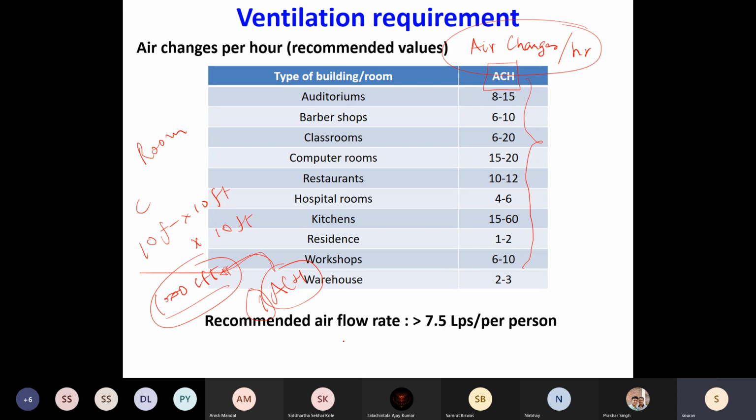So let's say if your room is 1000 CFT volume, and let's say you require 10 ACH as the ventilation. So you require 10,000 cubic feet of air per hour. So this gives you the volume flow rate. Only thing is the units are provided in a different manner.